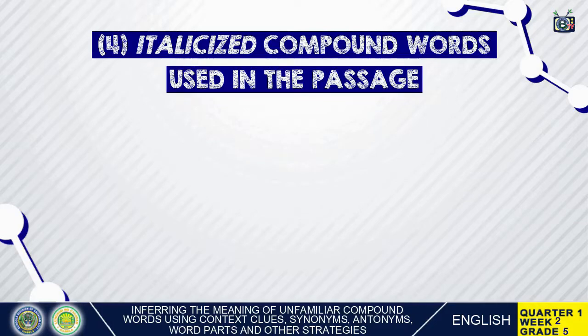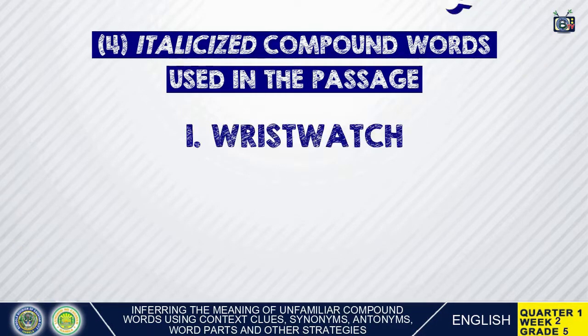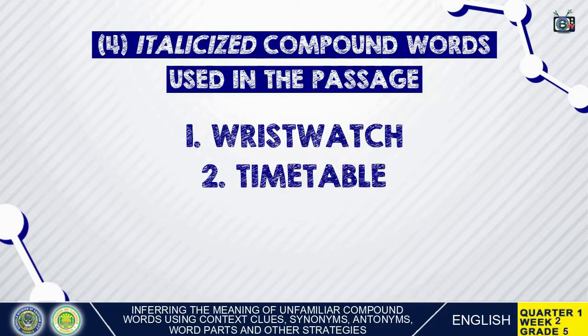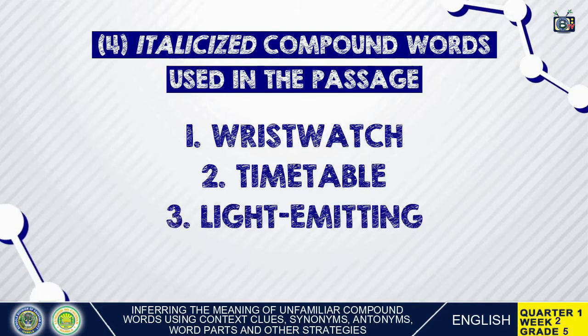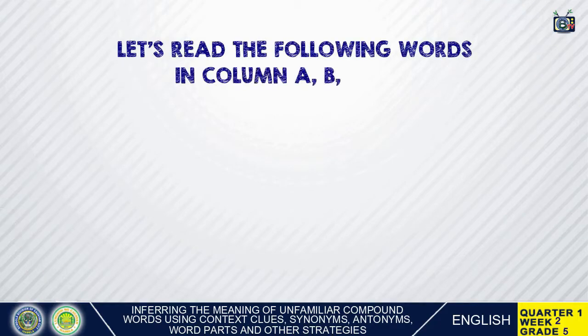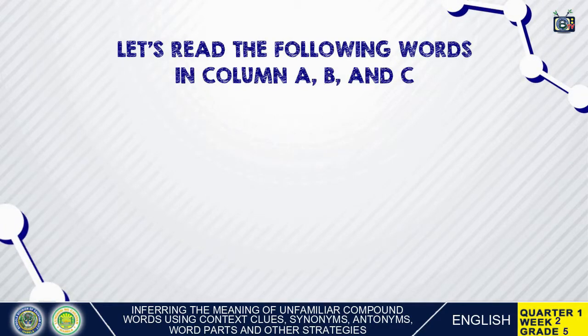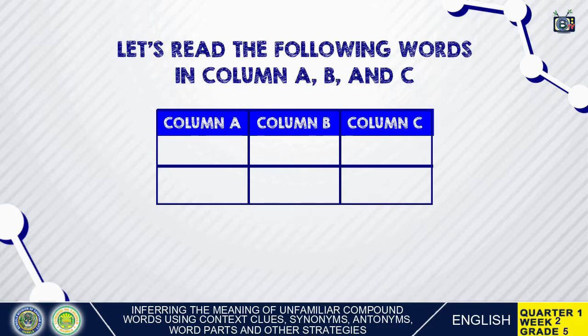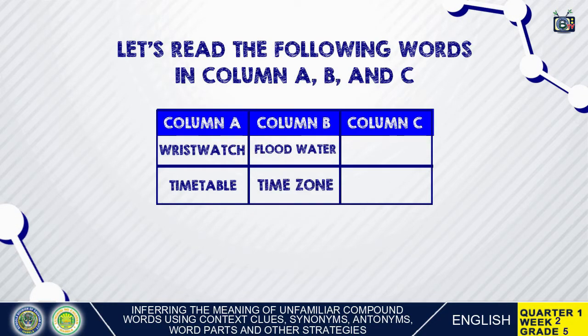Good job! We have number 1, wristwatch. Number 2, timetable. Number 3, light-emitting. And number 4, self-winding. At this time, we will go over the compound words written in the box. Let's read the following words in columns A, B, and C. In column A, we have wristwatch, timetable. In column B, we have flood water, time zone. In column C, light-emitting and self-winding.